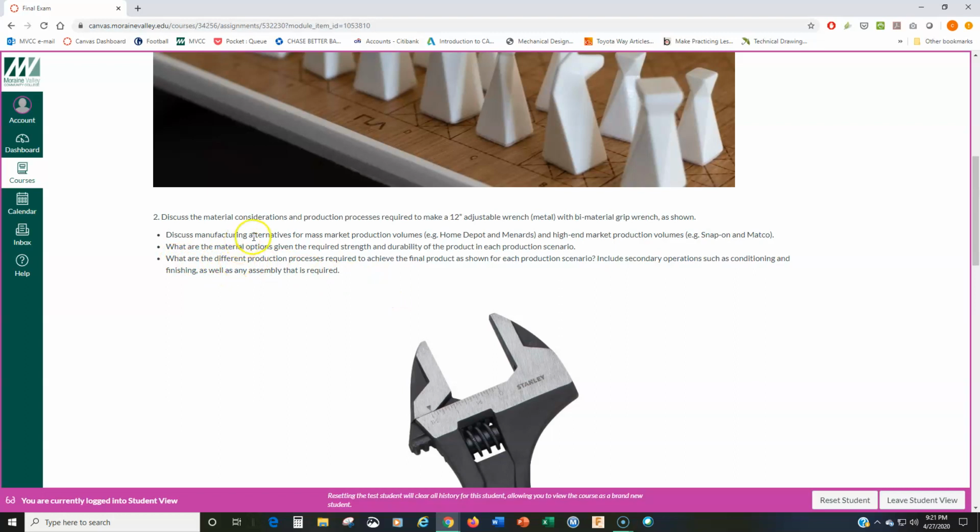What are the different production processes required to achieve the final product as shown for each production scenario? Maybe there's a different metal. Maybe you use a secondary or a finishing or conditioning process for the high-end market that you don't use for the mass market production. So I'd like for you to discuss the secondary operations such as conditioning and finishing, in addition to the primary operations, as well as the assembly.